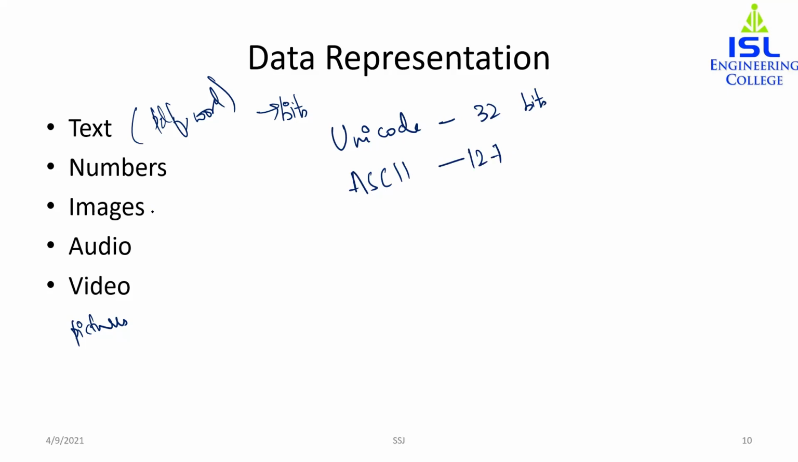And the next is numbers. Numbers are also represented by bit patterns, and for that we have seen decimal, hexadecimal, octal, etc., and a binary representation also. After that, we have images. Images are also represented by bit patterns. So pictures, I am sorry, pictures is already mentioned here. Images are also represented by bit patterns.